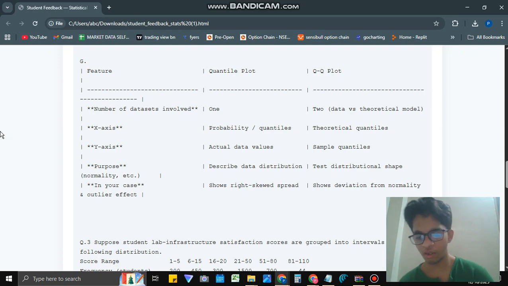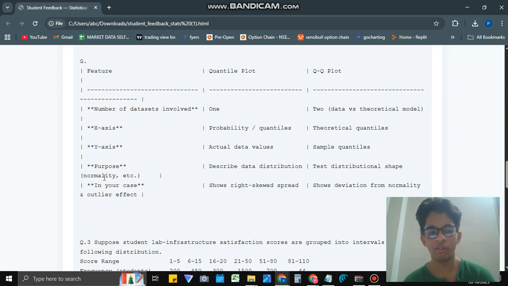So now we will talk about the sixth part of the second question, which is asking us the difference between a single quantile plot and a double quantile plot. So it's a difference table. The number of data sets involved is 1 for the single and 2 for the double. On the x-axis and y-axis we draw probability and actual data values respectively for the single quantile, and theoretical and sample quantiles respectively for the quantile plot.